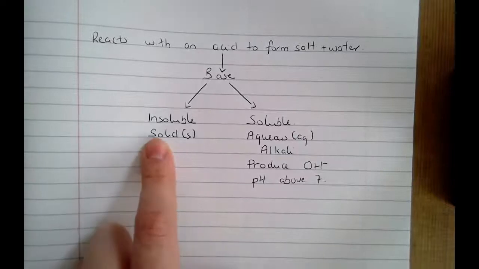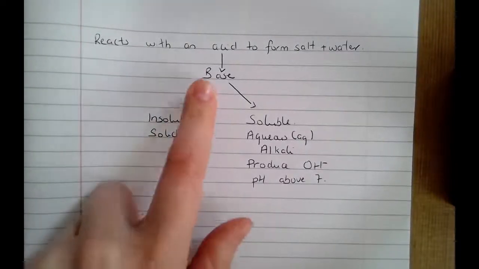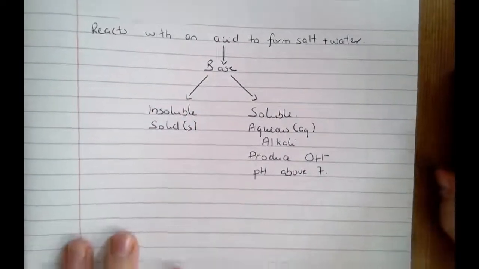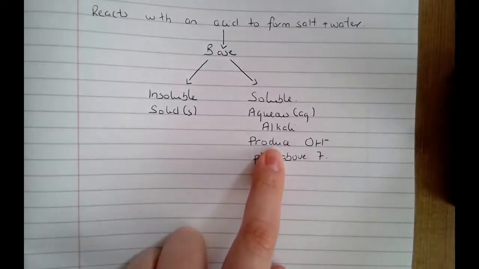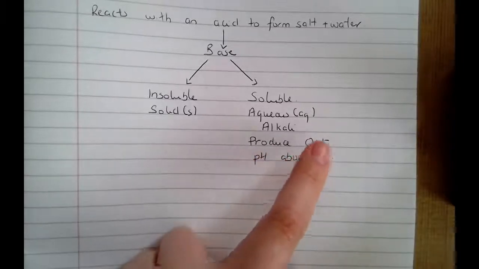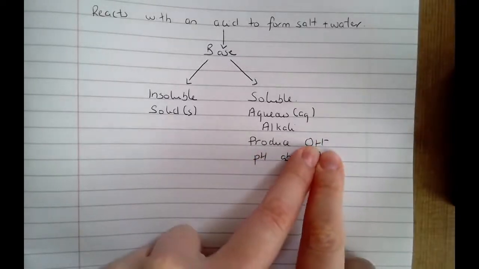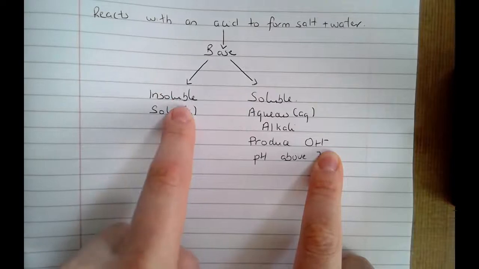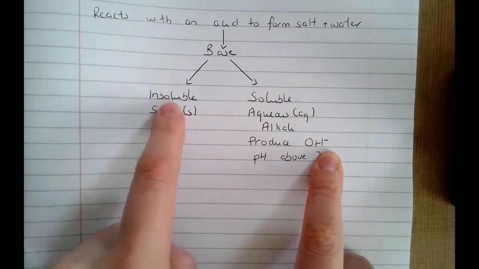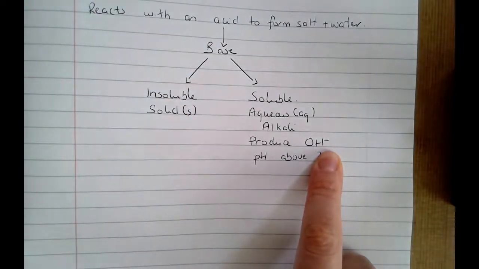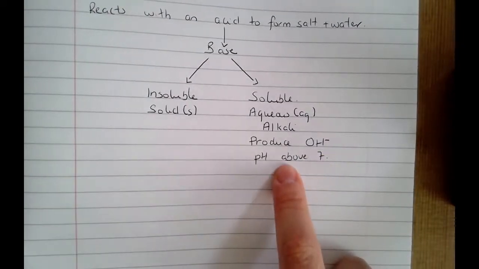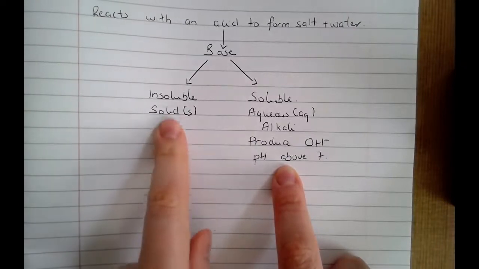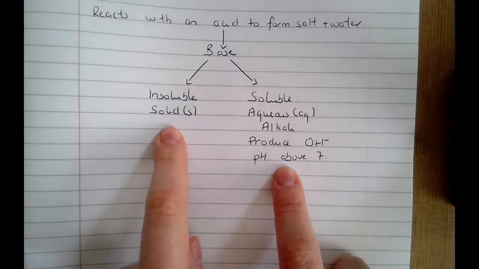Your insoluble bases are not going to be producing OH minus ions, because remember, when we looked at alkalis, they had to dissolve in water in order to produce the OH minus ion. If your base is insoluble and does not dissolve in water, then it's not going to produce the OH minus ions. With the pH, you can only get the pH of a solution. You can't get the pH of a solid. So again, I don't have a value for pH of a base.